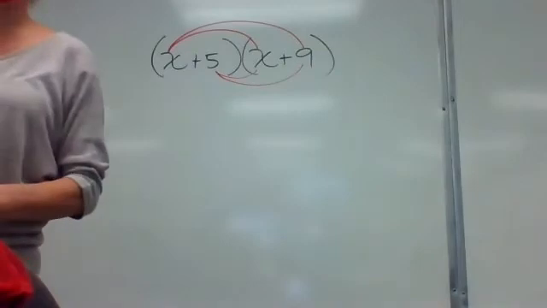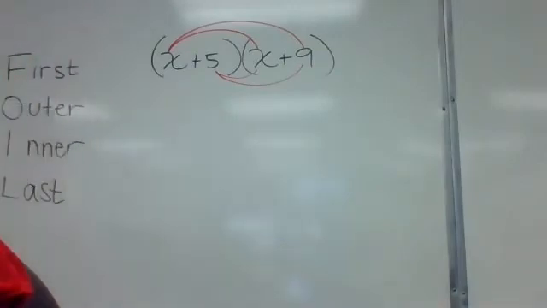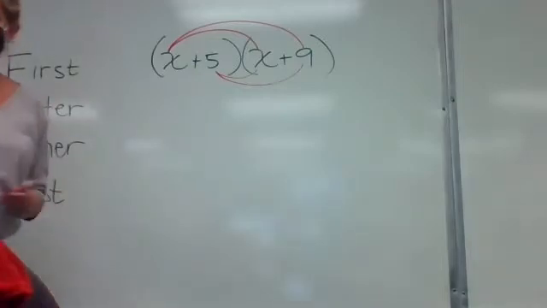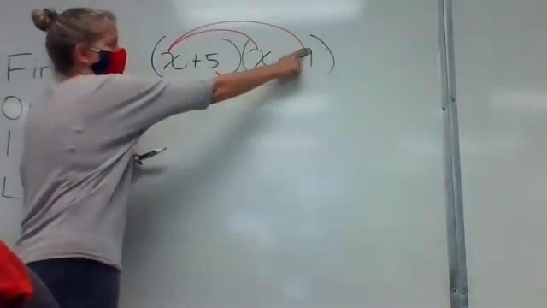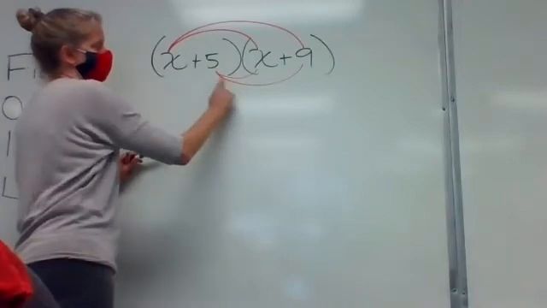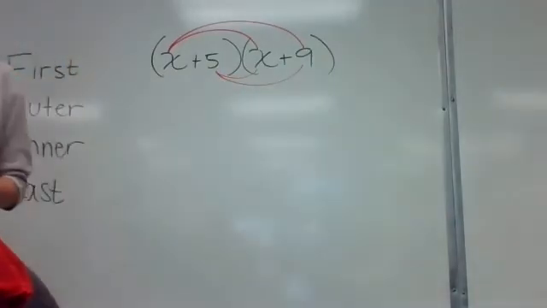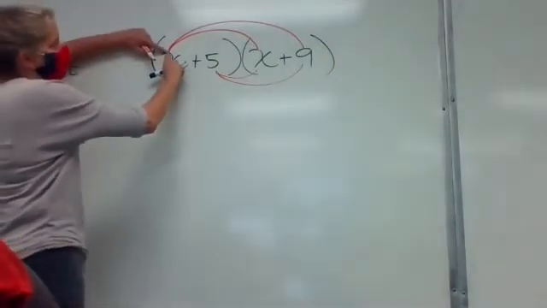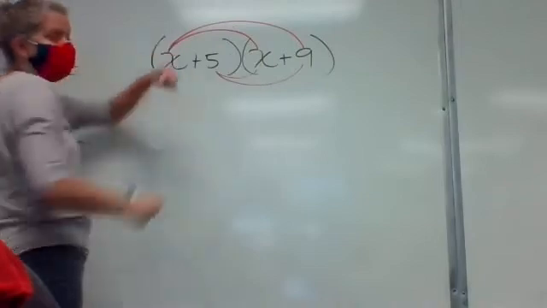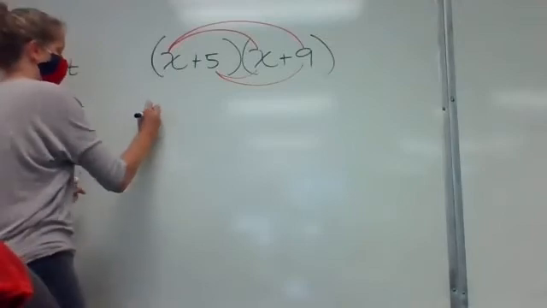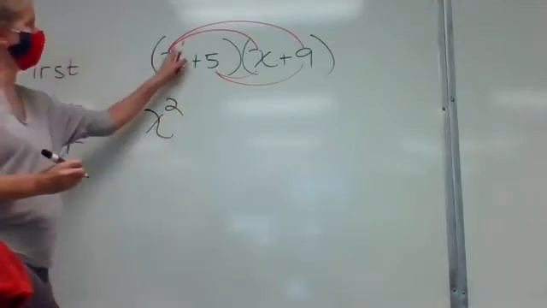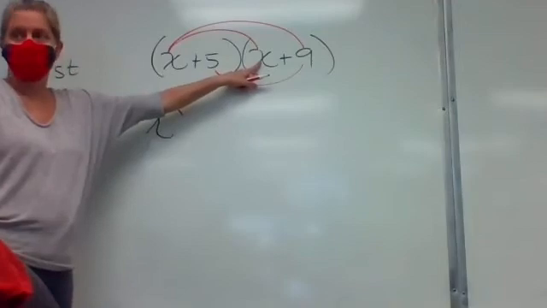So a lot of times you'll hear people say FOIL, or you'll hear them say first, outer, inner, last. All that means to do is distribute. You distribute the x to the other parenthesis, and then start all over and distribute the 5 to the other parenthesis. So let's see what happens when I actually do this. Distributing the x, my first, what's x times x? x squared. So x times x is x squared.